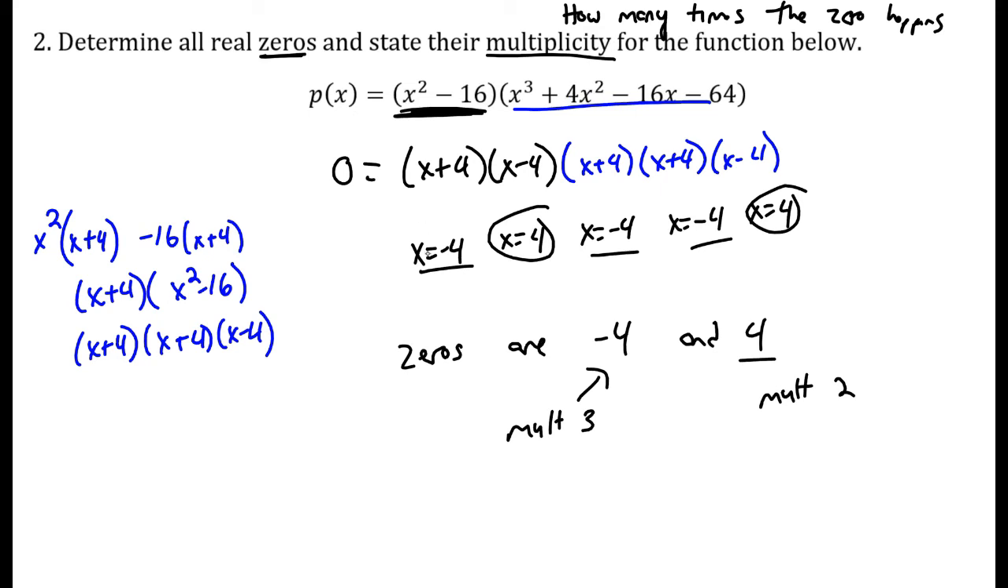Another way you might have written this is probably as x plus 4 cubed, because there's 3 of them, times x minus 4 squared, because there's 2 of them. Doesn't matter, but the key thing is you have to understand multiplicities are how many times that 0 actually occurs. The zeros are still just negative 4 and 4. The multiplicity means they're repeated, which is going to have an effect on the graph of them when we graph polynomial functions in a couple lessons from now.